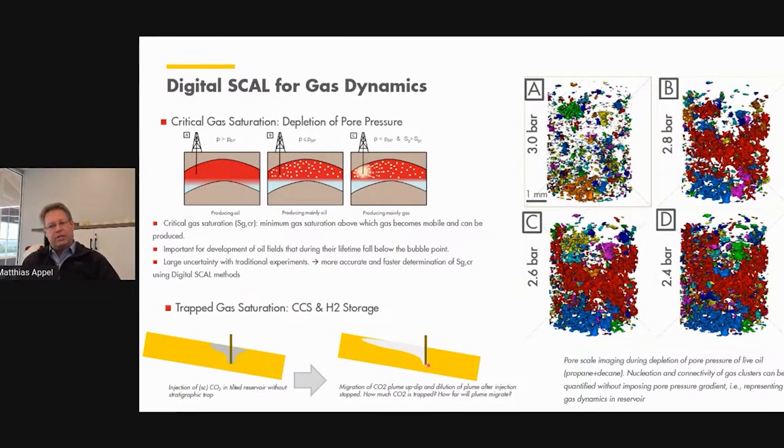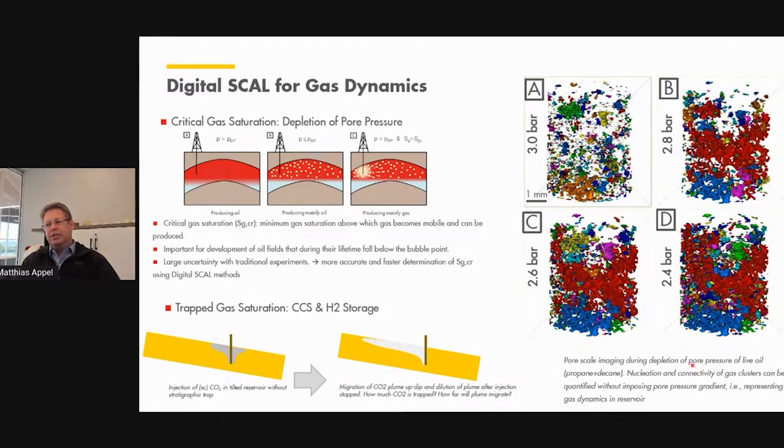Now, you need to know how much is trapped, because at some point somebody will ask you, how far is that plume migrating? How far do I need to be away from another potential leak of CO2 back to surface? And that could be like an old well, or it could be a fault, or it could be a fracture where the CO2 would come back to surface. So, direct applications of these parameters. And experimentally, very hard to do.